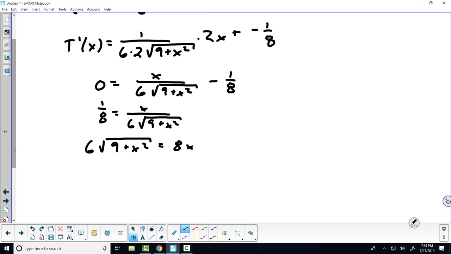Now, I've got an equation with a square root in it, so I isolate the square root term, done, and then I raise both sides to the index of the radical. Well, this is a square root, so I'm going to square both sides of the equation. Squaring both sides gives me 36 times (9 plus x squared) is equal to 64x squared.